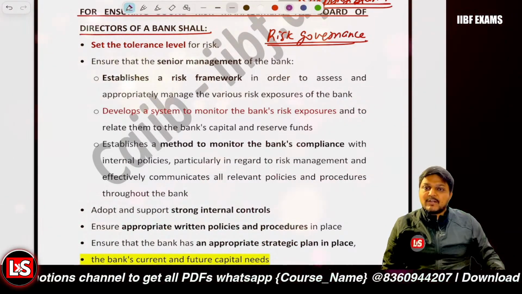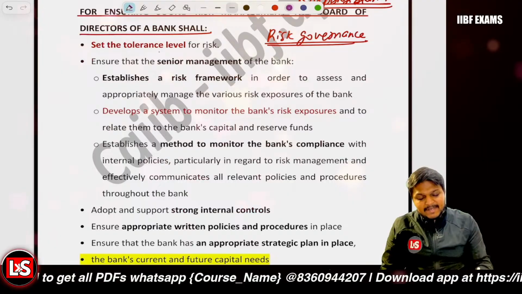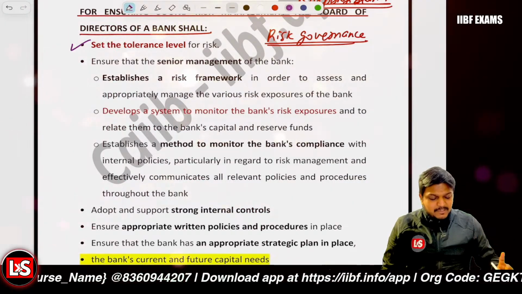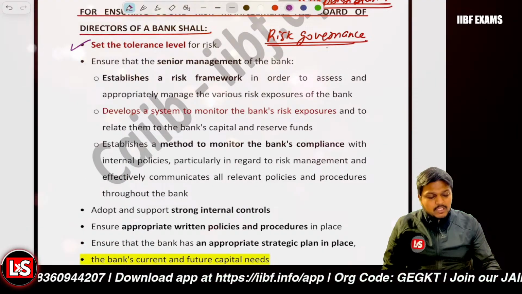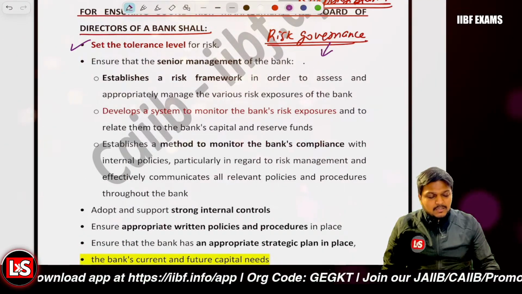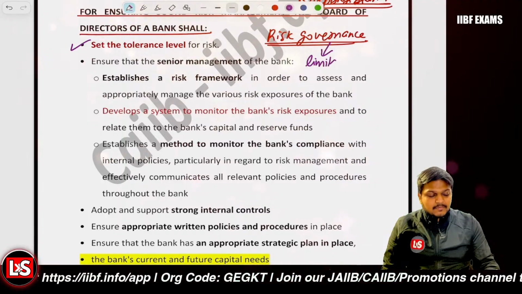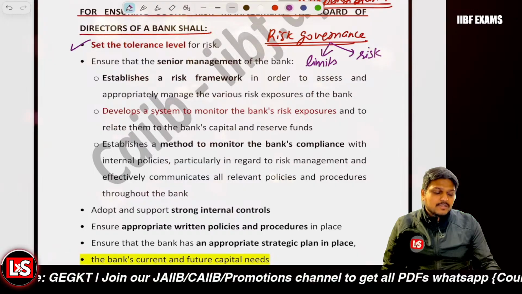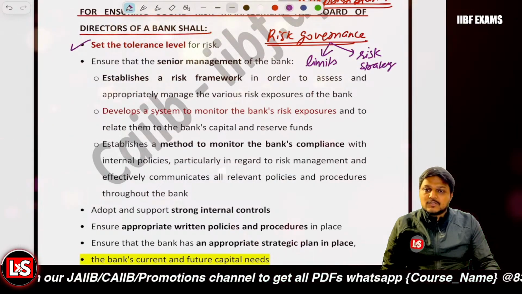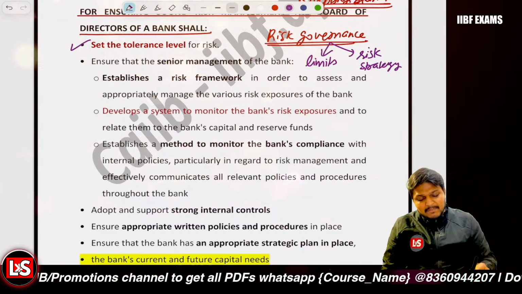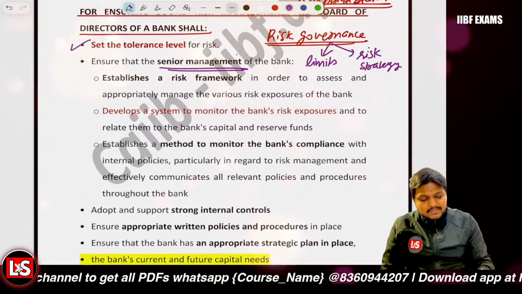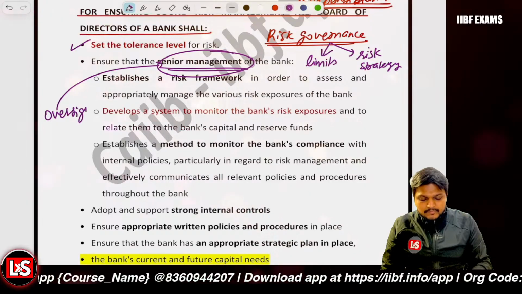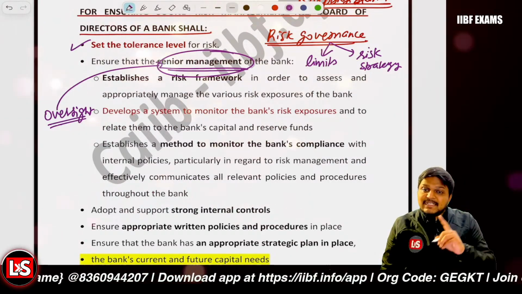What is our appetite? What is our tolerance level? Right? That must be set. And also the overall risk strategy must be defined. So when we're talking about the risk governance, it's about the limits, it's about the risk strategy, the overall risk strategy. So that must be looked into. And at the same time, there should be oversight by the senior management.